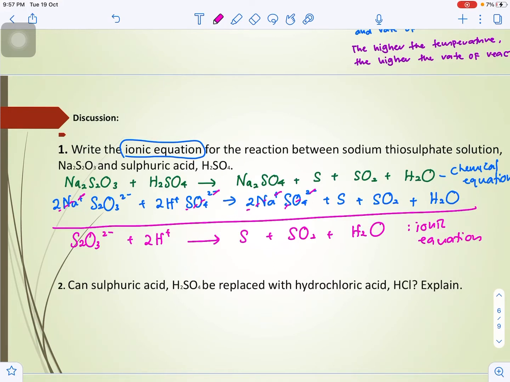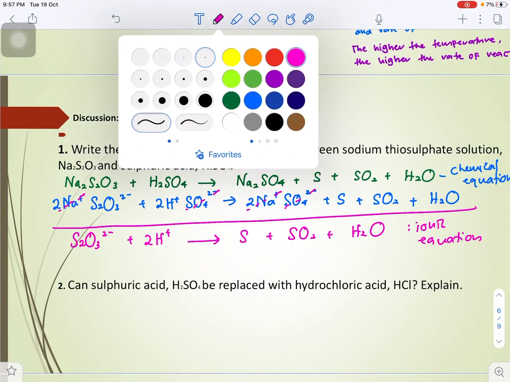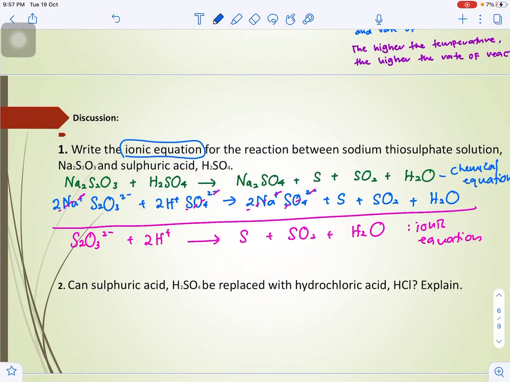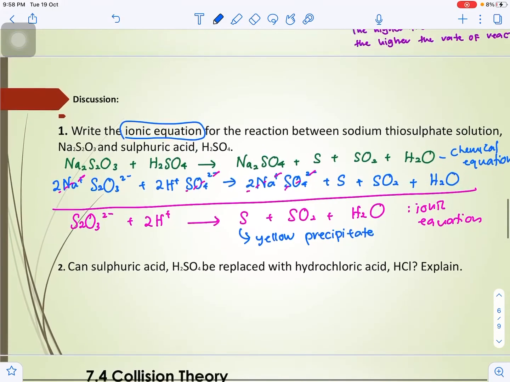Okay, so why does the X mark disappear? The X mark disappears from view because of sulfur. Sulfur is a yellow precipitate. Benda ni yang cover tapak bagi conical flask yang menyebabkan pandangan kita terhalang daripada melihat X daripada mulut conical flask. Pembentukan sulfur. Okay, can sulfuric acid be replaced with hydrochloric acid?